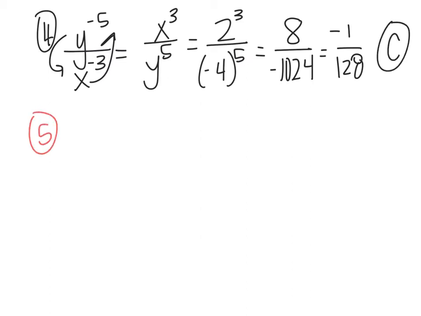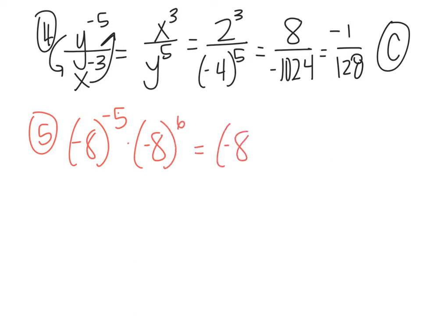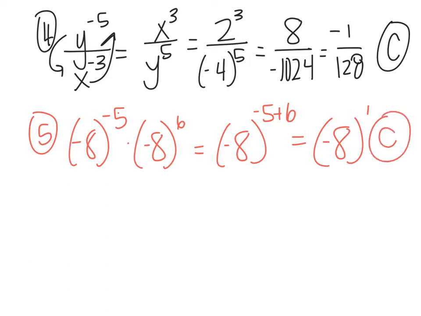Number 5, negative 8 to the negative 5 times negative 8 to the 6th. Keep the base, add the exponents. Different signs subtract, keep the sign of the higher number. So it's 1. So it's just really negative 8, which is C.